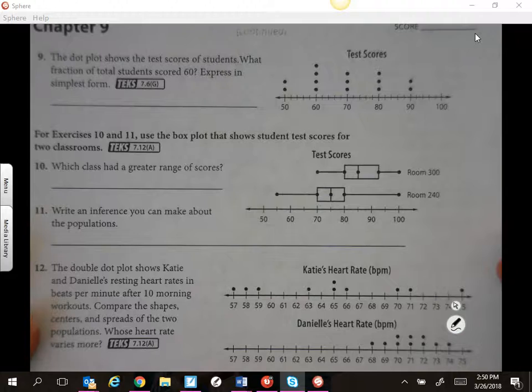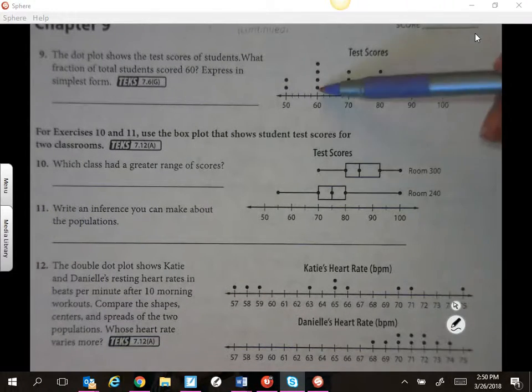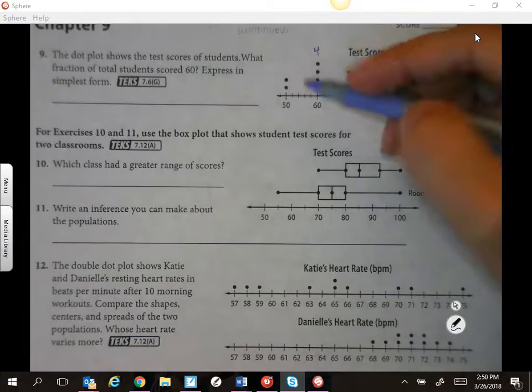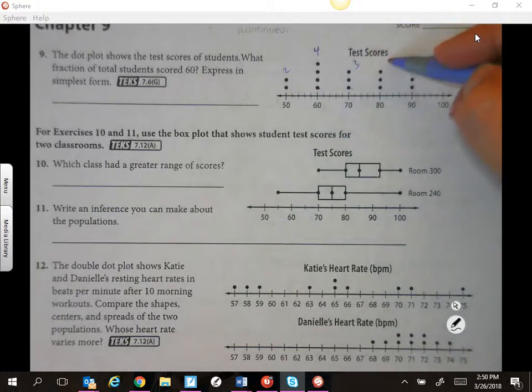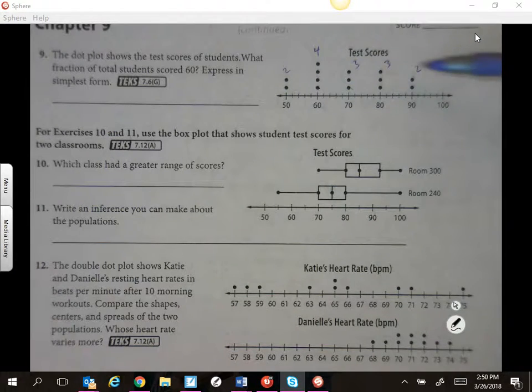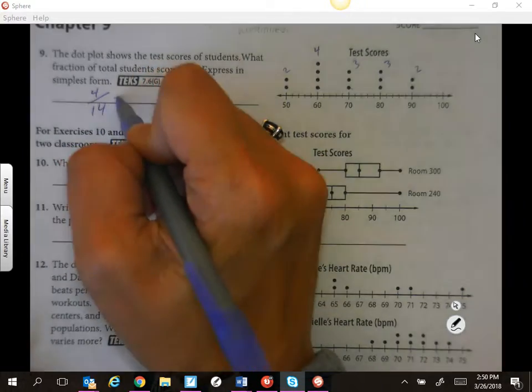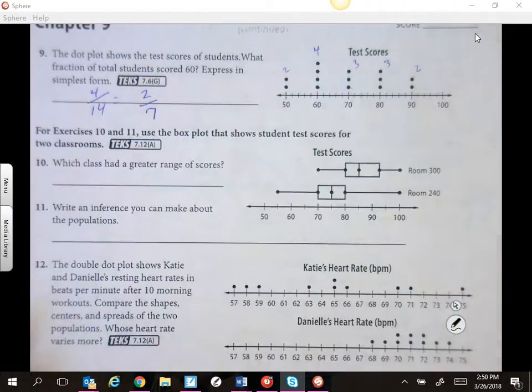Test scores of students. What fraction of the total students scored a 60? So we have 4 out of, we have 2, 3, 3, and 2. So if we add these up, 6 and 6 is 12, 14. So 4 out of 14, but we need to simplify that to 2/7.